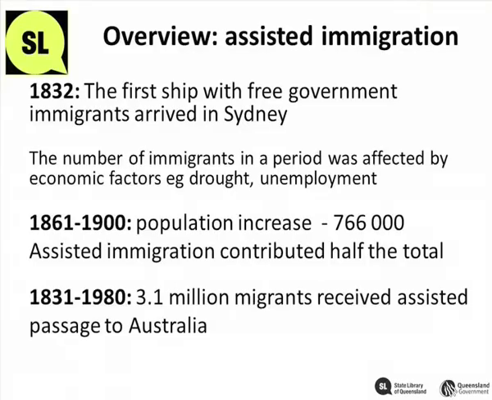Okay, a bit of an overview of assisted immigration. The first ship with free government immigrants arrived in Sydney. The number of immigrants in a period was affected by economic factors such as drought or unemployment. Nothing's changed. And invariably, as soon as they got immigration underway in a big way, there was an economic downturn. 1861 to 1900, the population increase was 766,000, 750,000. Assisted immigration contributed half the total. 1831 to 1980, 3.1 million migrants received assisted passage. We're looking at huge numbers.